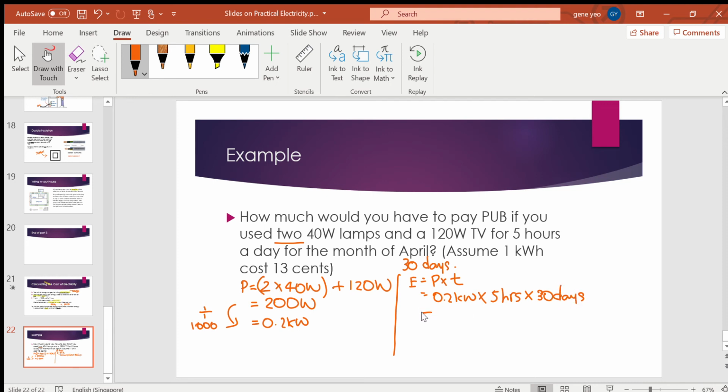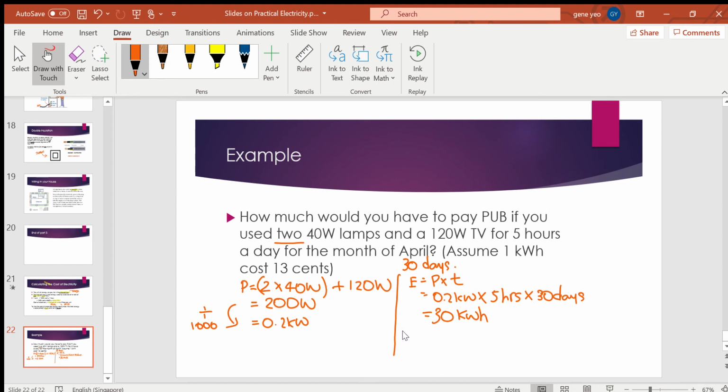All right, so let us use our trusty calculator. 0.2 times 5 hours times 30 days. Sorry, 0.2 times 5 times 30. Wait a minute, something's wrong. Oh, I still end up with 30. Sorry. So 30 kilowatt hour.